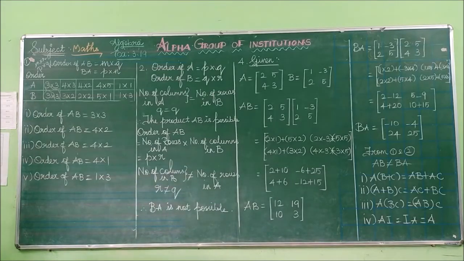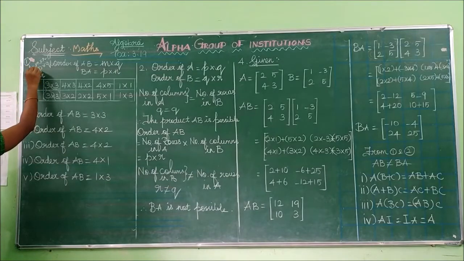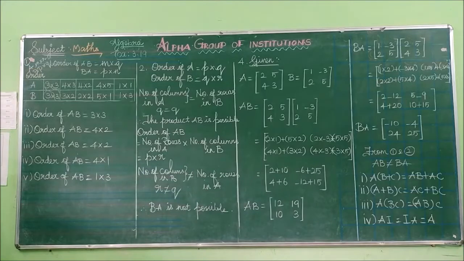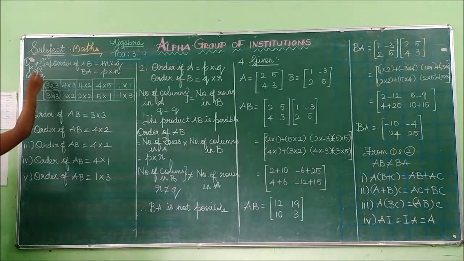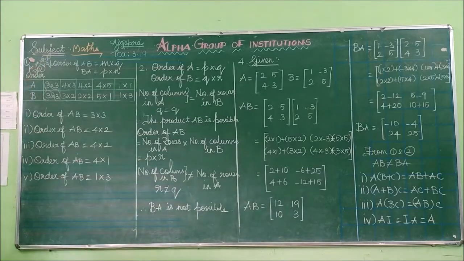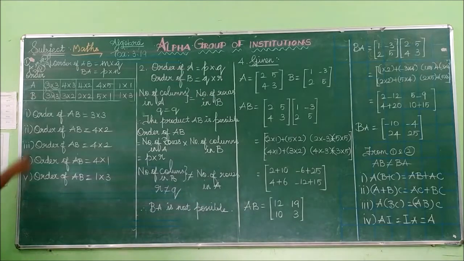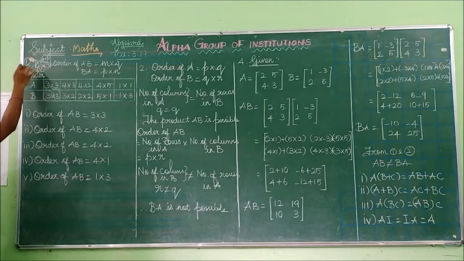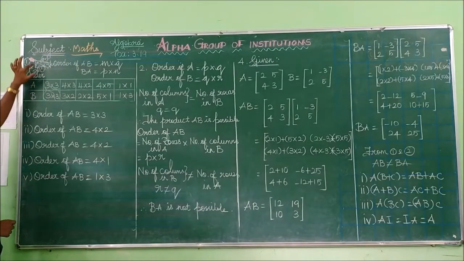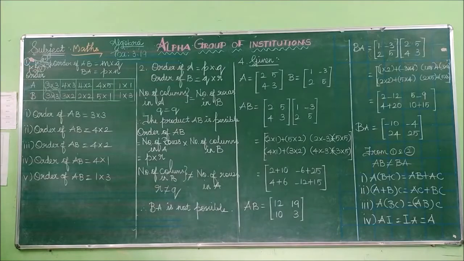Listen to the next note. If matrix A is of order m cross n and the order of matrix B is p cross q, then AB is possible only when n equals p. BA is possible only when q equals m. The order of AB is possible when n equals p, and BA is possible when m equals q.